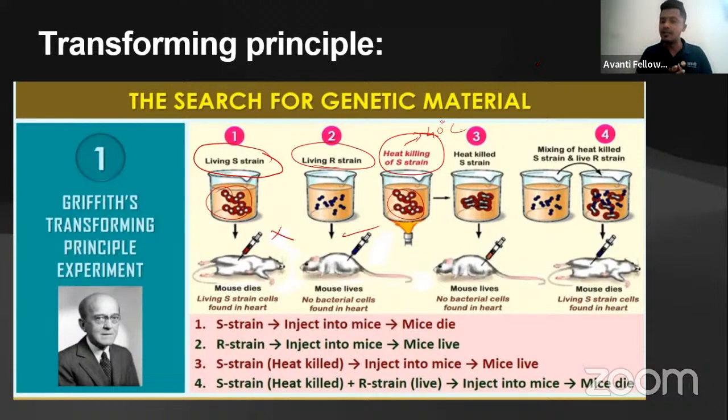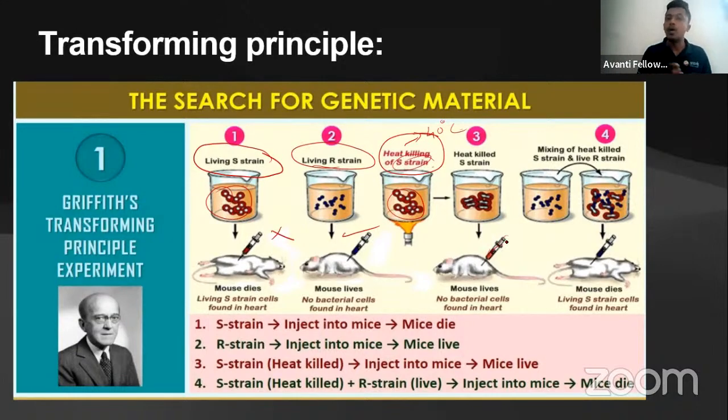When he raises the temperature suddenly for certain times, this bacteria will be living, but it will not have certain characteristics. Now what happens? The heat kills this bacteria. Which bacteria? The smooth strain, and then he injects it into the mice. When he injects it into the mice, the mice live.